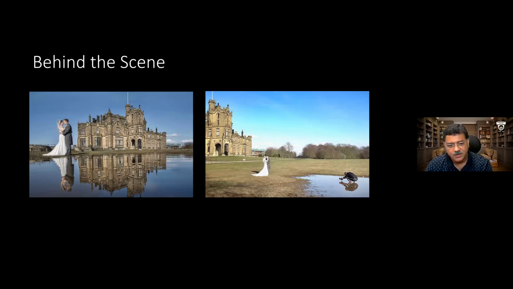Here's another scene where the person is using reflections. You can see the photographer taking the camera really low. See, this is what I'm talking about, the angle at which you shoot. Very, very important. So it's got the couple, got the reflection also of the castle. Beautiful picture.